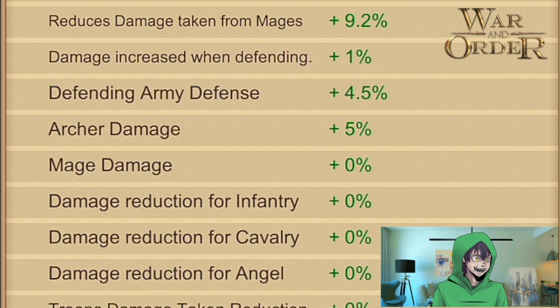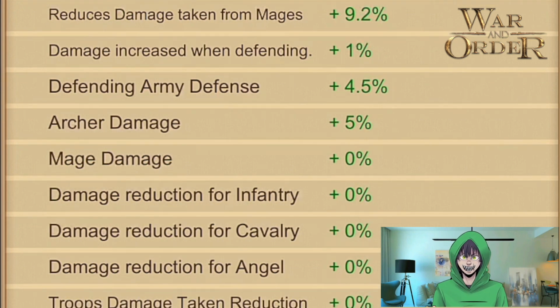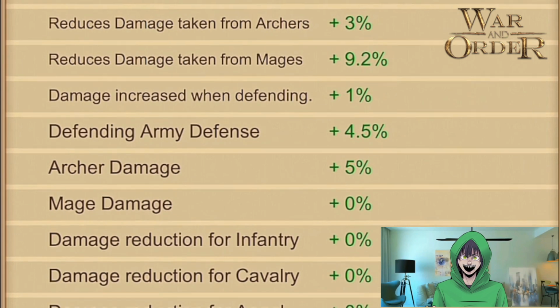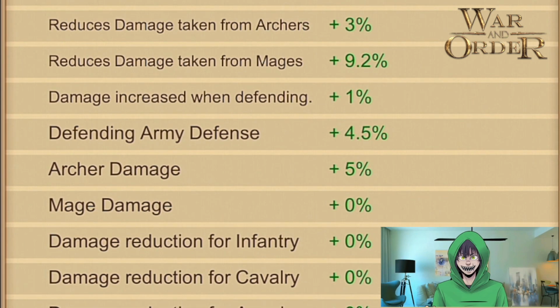And tip number 6, especially early on, damage taken by mages is really important because a lot of people, if not the vast majority of people, will build infantry and mages in the beginning. So reducing that damage coming in will allow your front line to survive longer so that your back line can beat them. So also the damage increase is really important.